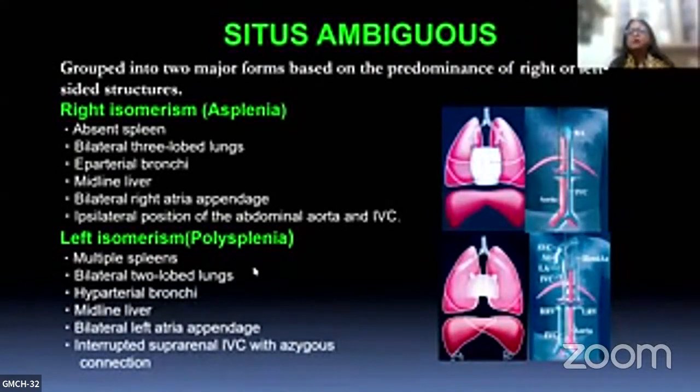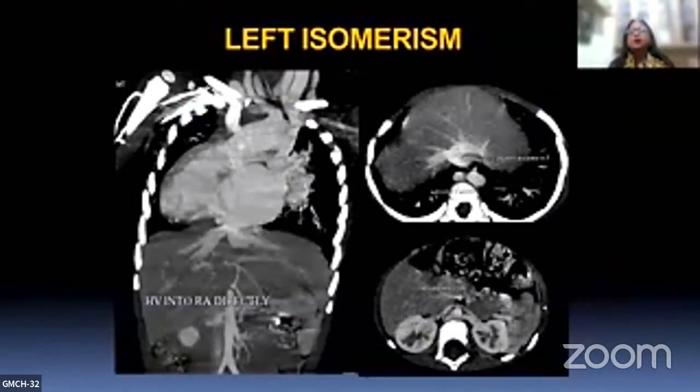Left isomerism is basically polysplenia and left-sided anatomy basically. So bilateral two-lobe lungs, hyparterial bronchi, midline liver, bilateral left atrial appendage, or sometimes accompanied with interrupted IVC and azygos connections. So this is just a case of left isomerism.